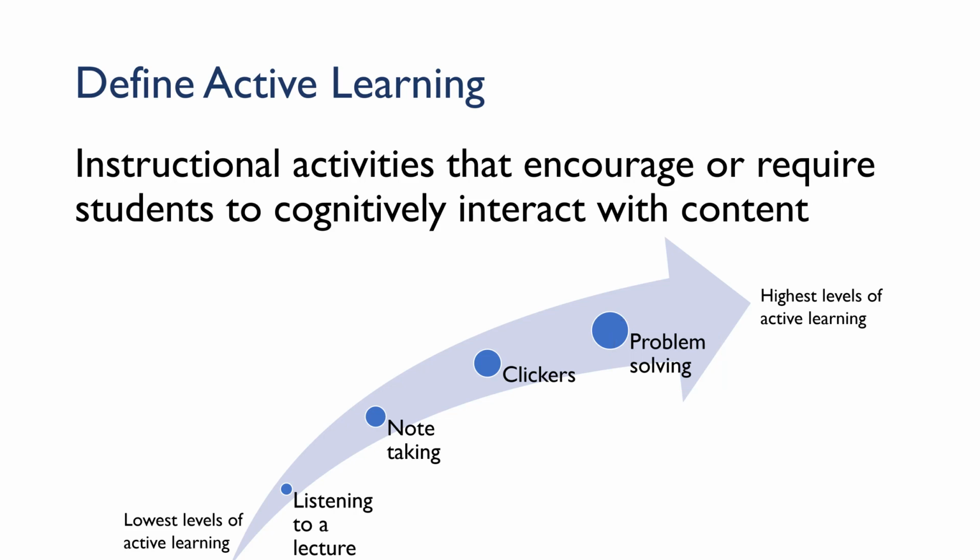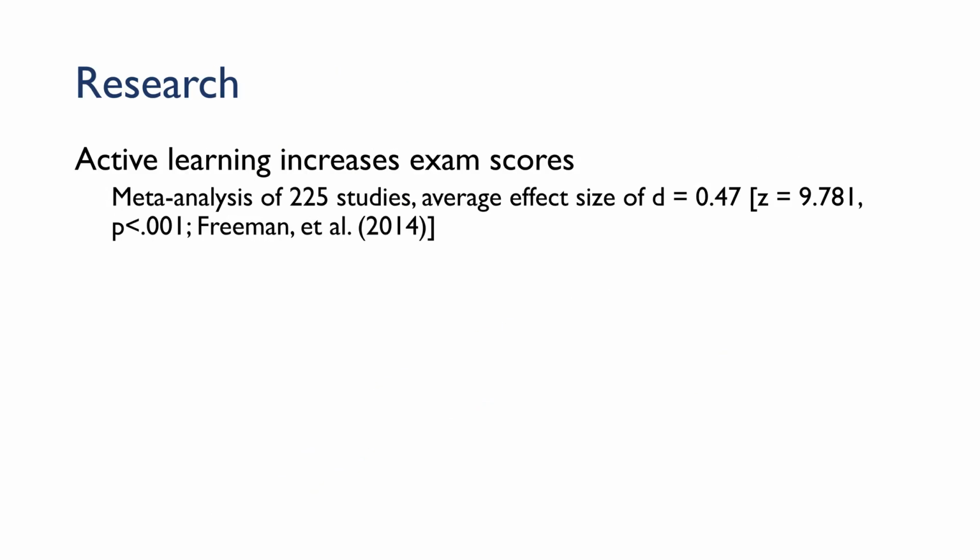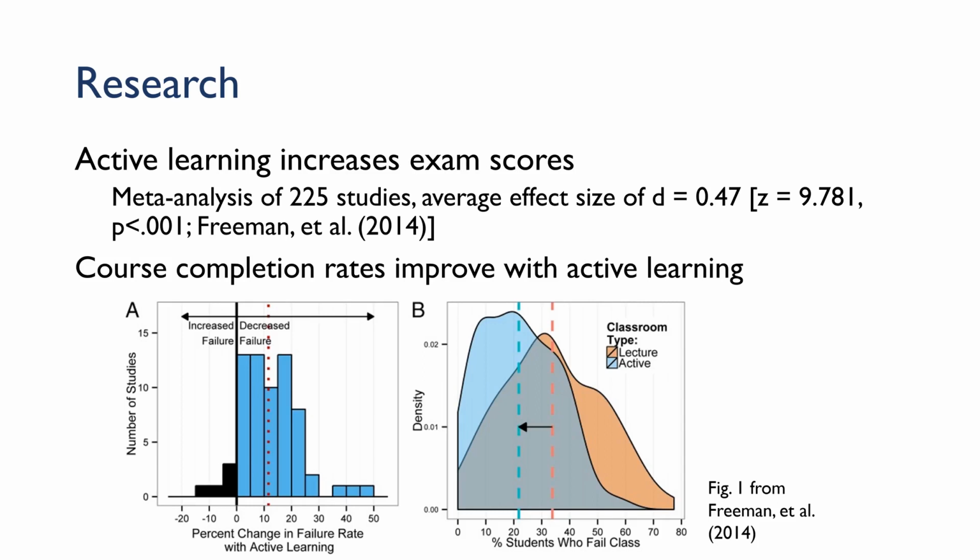But first, let's look at some of the highlights of the research that shows why active learning activities are important. The first major finding from the research is that active learning increases exam scores. In a meta-analysis of 225 studies that had compared STEM courses using traditional lecture methods to those with active learning, the average effect size was 0.47. That same meta-analysis also found that course completion rates improved with active learning. They found that course completion rates were an average of 12% better in the active learning sections.